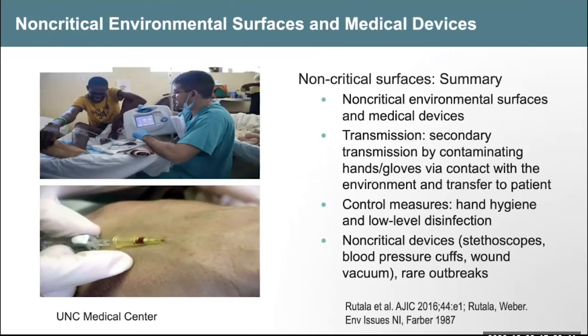Moving on to non-critical surfaces and medical devices. These are surfaces in the hospital and medical devices that touch patients, things like blood pressure cuffs, glucose monitors, but other things, you know, wheelchairs and others. Transmission can be direct to the patient or secondary by contaminating the hands of healthcare providers. Control measures are appropriate hand hygiene, which could be a waterless alcohol wash or soap and water, or soap and an antiseptic, of the hands before and after touching every patient, and low-level disinfection of devices. Outbreaks have been uncommon, but some have been reported. Again, most outbreaks are from failure to follow the simple rules that we have for disinfection and for hand hygiene.